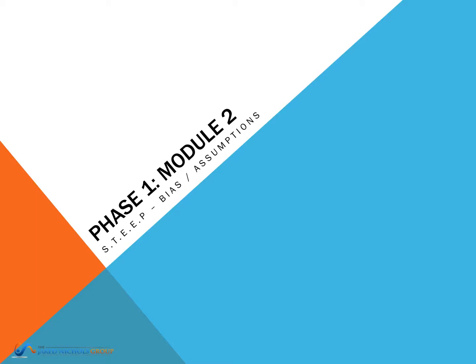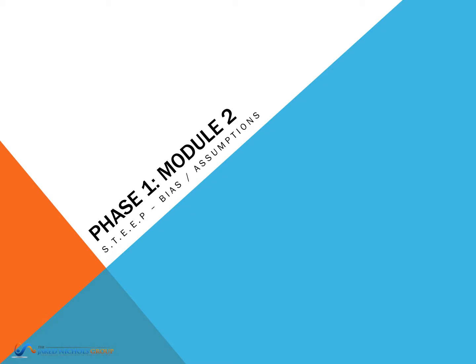Hello and welcome to Phase 1 Module 2, where we'll be discussing STEEP categories, and we will also be discussing bias and assumptions, how to identify bias and assumptions, both in reports about the future, industry forecasts, and also learning to identify our own bias and the assumptions that we hold about the future.